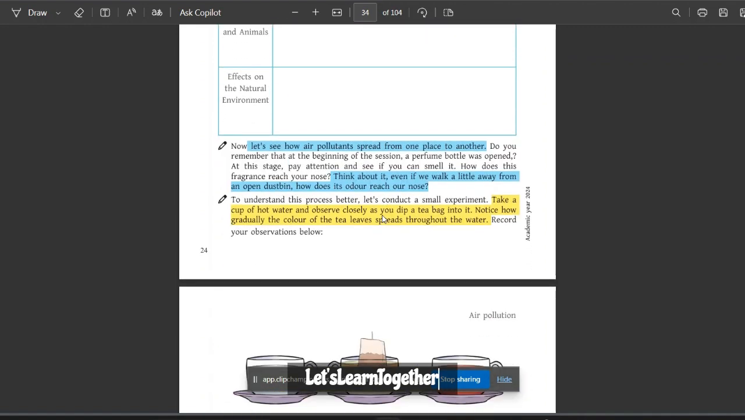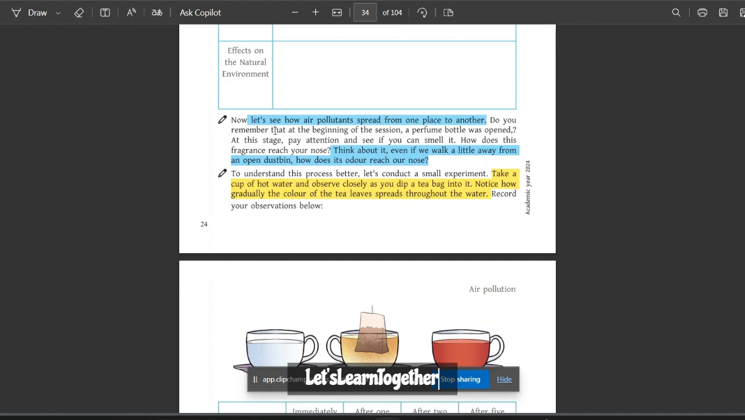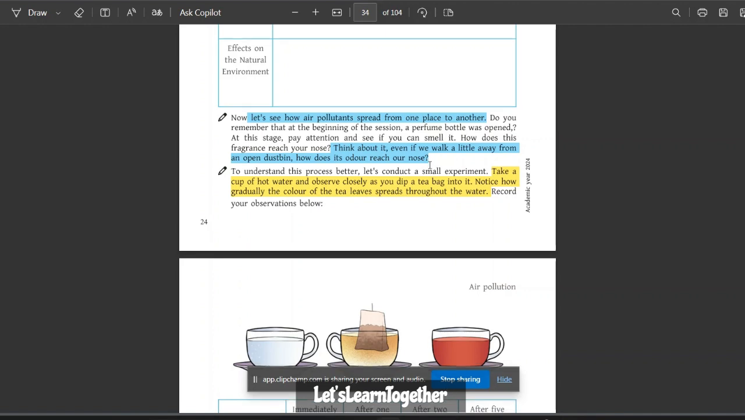Now the next activity is, let's see how air pollutants spread from one place to another. Think about it. Even if we walk a little away from an open dustbin, how does its odor reach our nose? So look, this is about diffusion. We have learned about it in our investigative study book, what diffusion is. Diffusion is the spreading of particles from a higher dense region to a lower dense region.